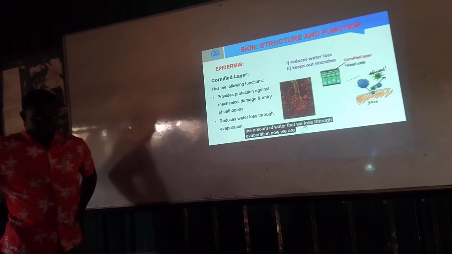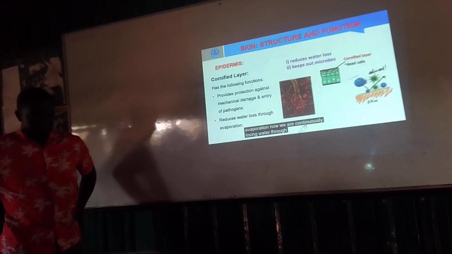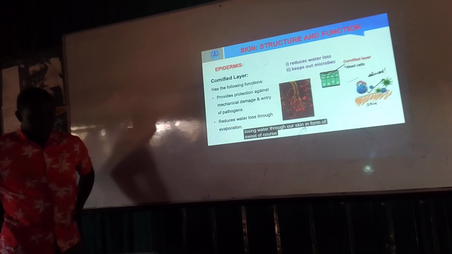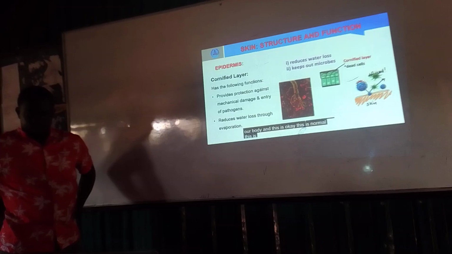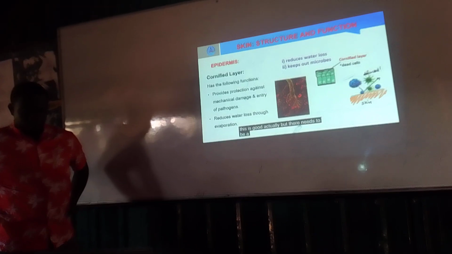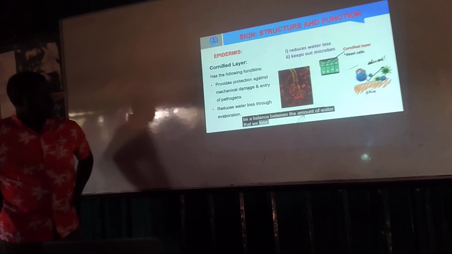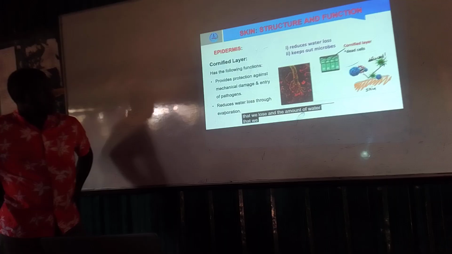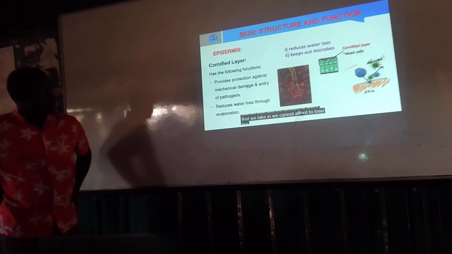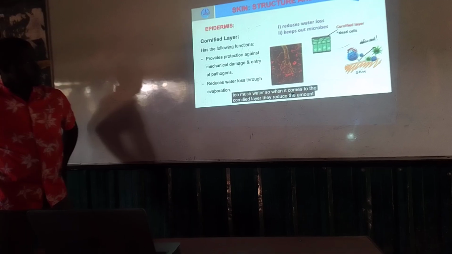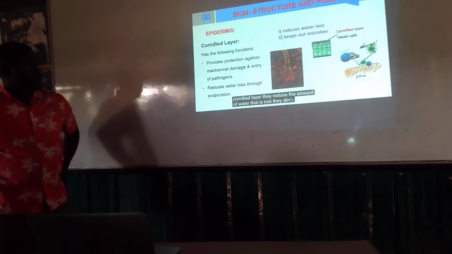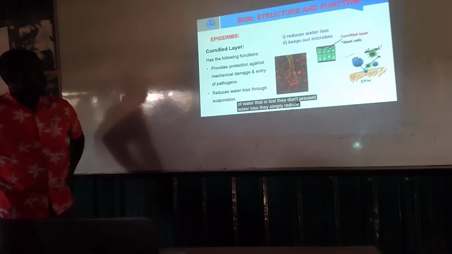Now, we are continuously losing water through our skin in the form of sweat, of course. So sweat evaporates from our body, and this is okay, this is normal, this is good actually. But there needs to be a balance between the amount of water that we lose and the amount of water that we take in. We cannot afford to lose too much water. So the conified layer reduces the amount of water that is lost. It doesn't prevent water loss, it simply reduces it.